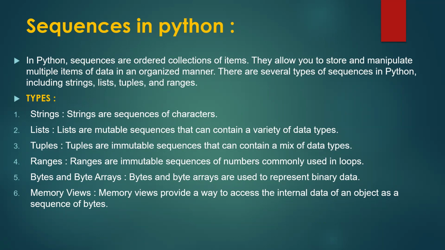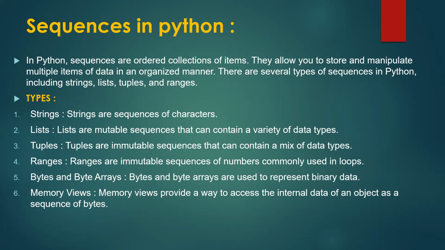First one is strings. Strings are sequences of characters. And second one is list. Lists are sequences that can contain a variety of data types. And third one is tuples. This is a sequence that can contain a mix of data types. Fourth one is ranges. This is a sequence of numbers commonly used in loops.